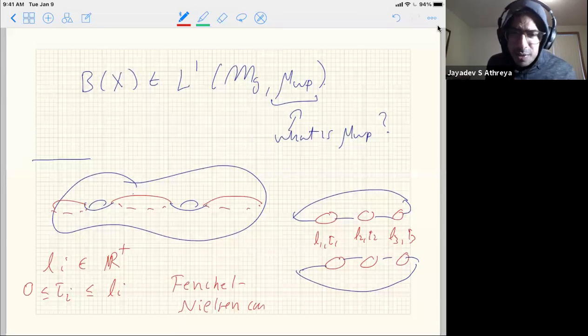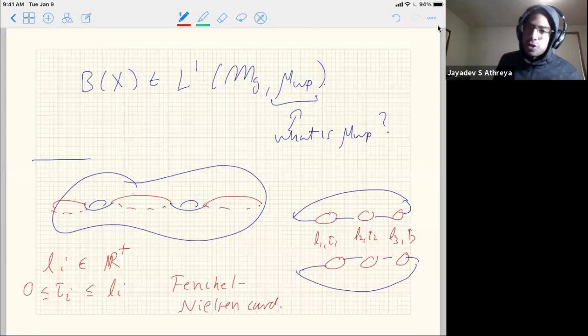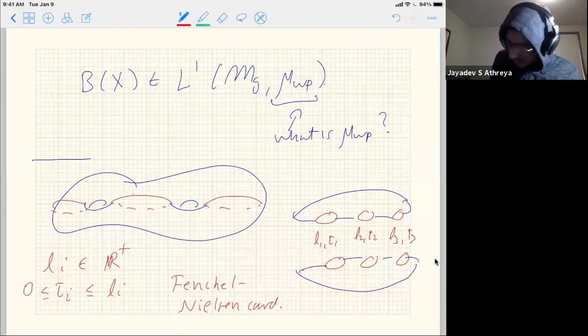coordinates, and you should stop and say, wait a minute, aren't there lots of possible pants decompositions on surfaces? And the answer is yes, there are. So when I say Fenchel-Nielsen coordinates, it depends on the pants decomposition that I fix.